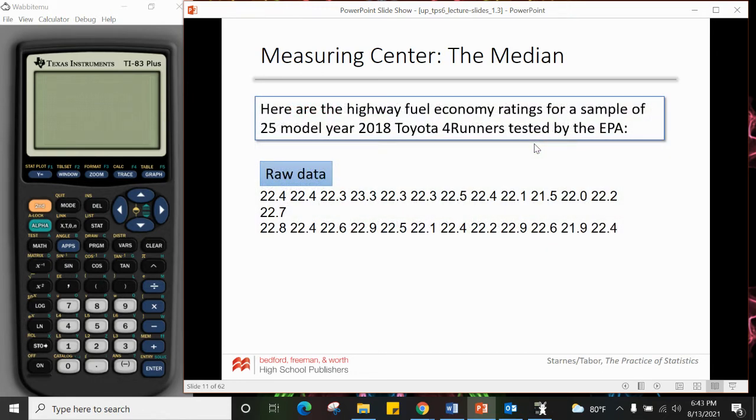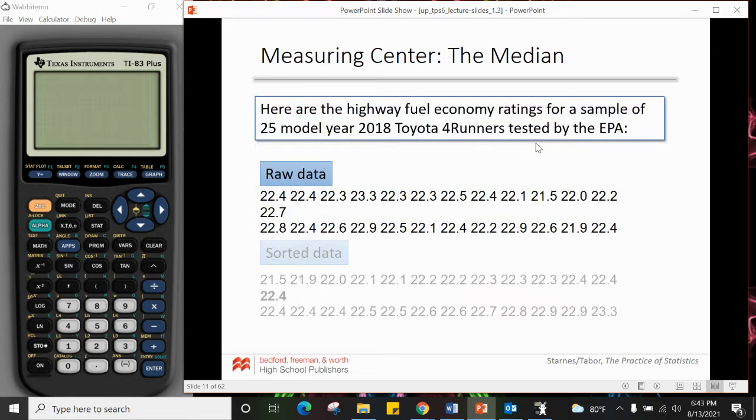All right. So here's some raw data we have. You can see it's not in smallest to largest order. So we're going to sort the data first, and then I'm going to cancel out 21.5, cancel out the largest one, cancel out 21.9, cancel out 22.9, and I just keep canceling out smallest to largest until I find the middle number, which here would be 22.4.